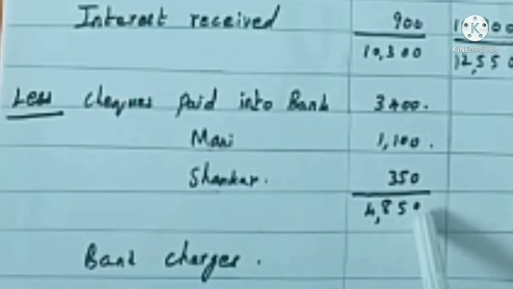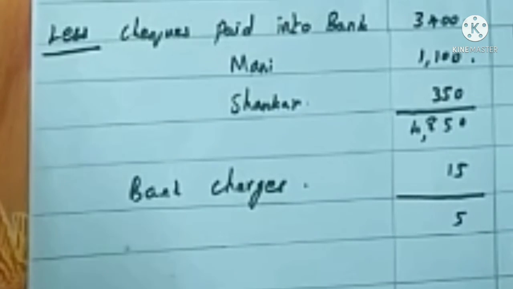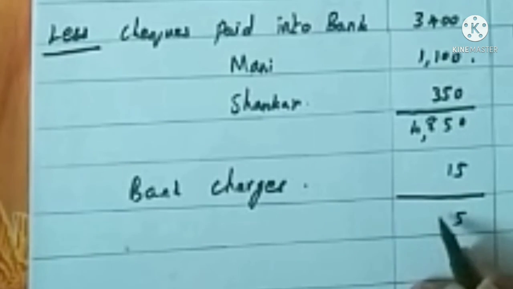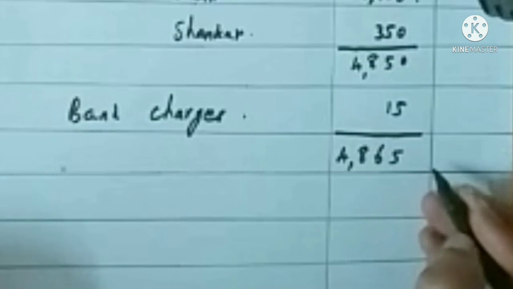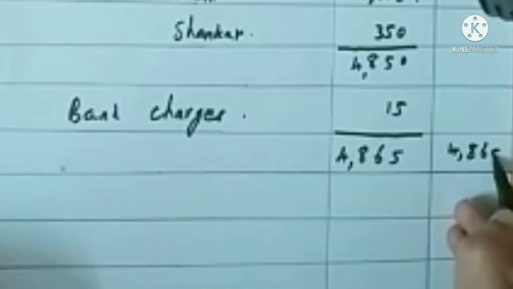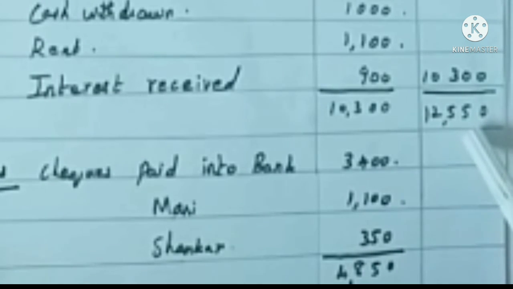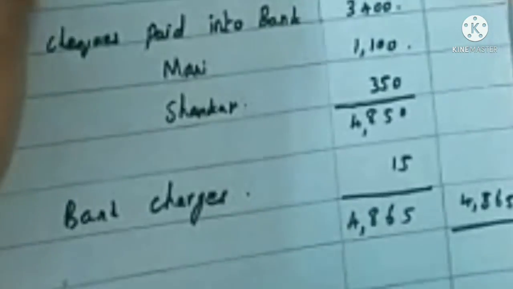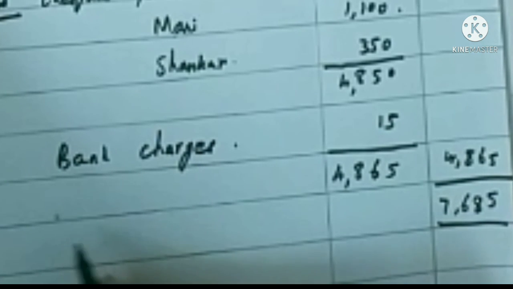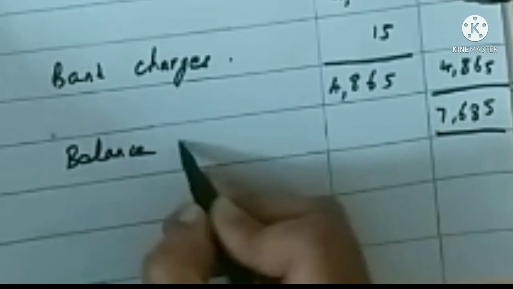Totally 4850. With this we have to add bank charges rupees 15. 4865. So from 12,550 we have to deduct 4,865. So what we get now? This is balance as per passbook.